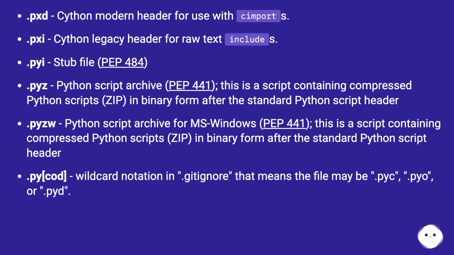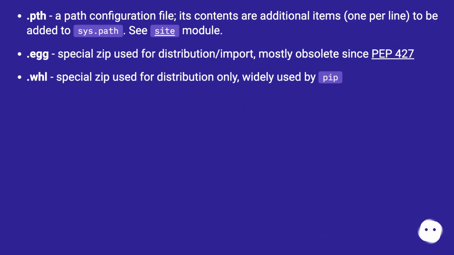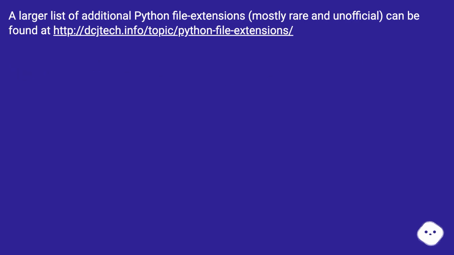.py[cod], wildcard notation in gitignore, that means the file may be .pyc, .pyo, or .pyd. .pth, a path configuration file. Its contents are additional items, one per line, to be added to sys.path. See the site module. .egg, special zip used for distribution/import, mostly obsolete since PEP 427. .whl, special zip used for distribution only, widely used by pip. A larger list of additional Python file extensions, mostly rare and unofficial, can be found at this URL.